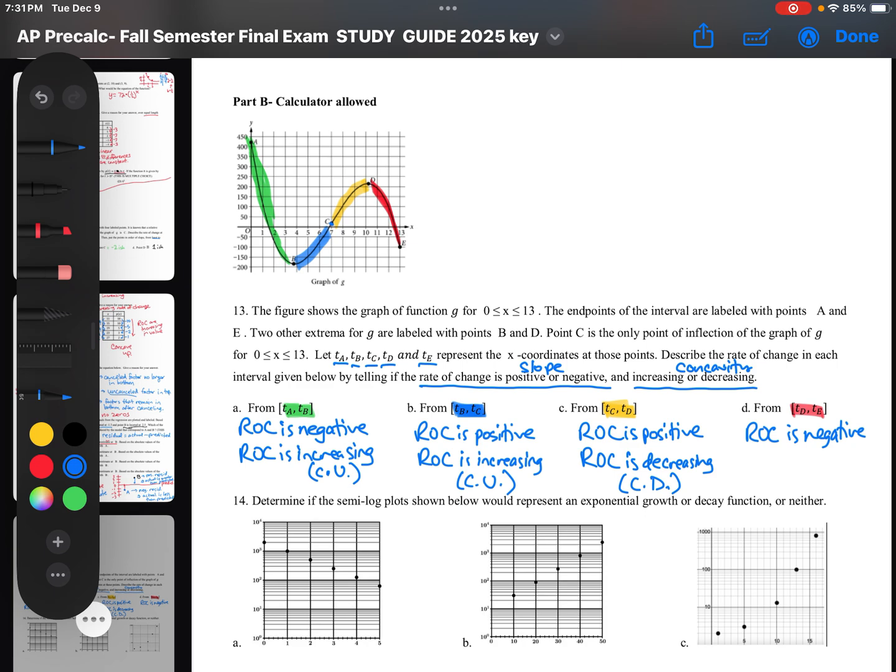And that's because of the negative slope. The rate of change is decreasing. That's because it's concave down. And there we go.